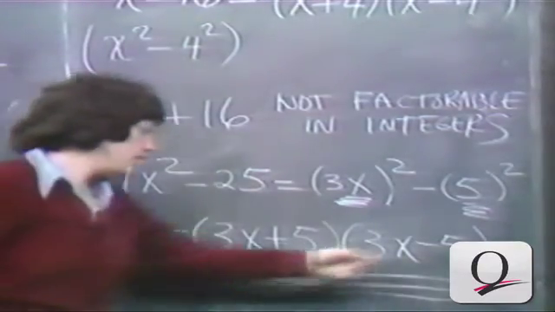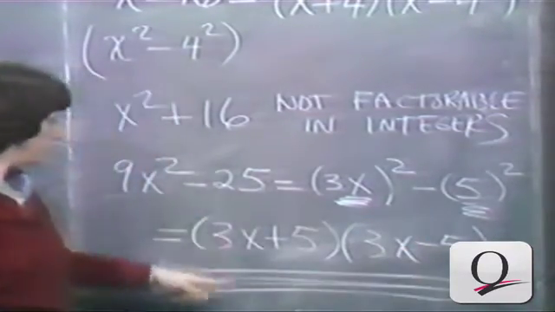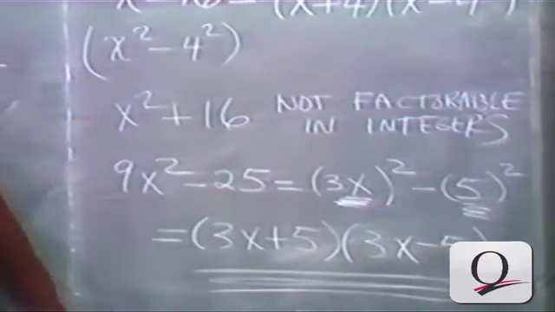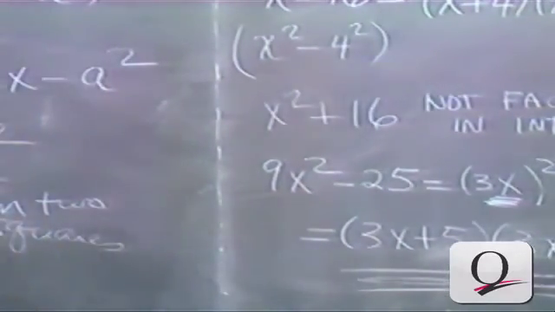Checking it out by FOIL, you get 9x squared minus 15x plus 15x, they go, minus 25, which is what you want. And that brings us to the end of this videotape.